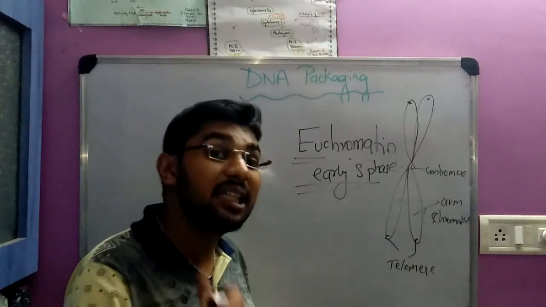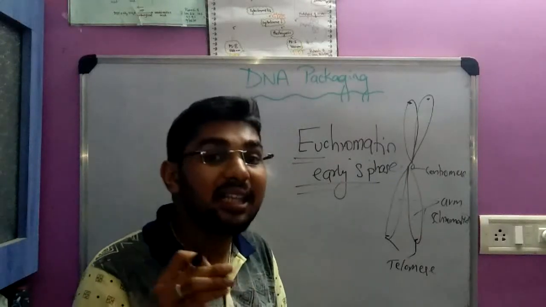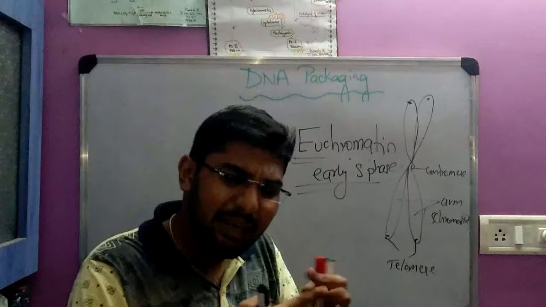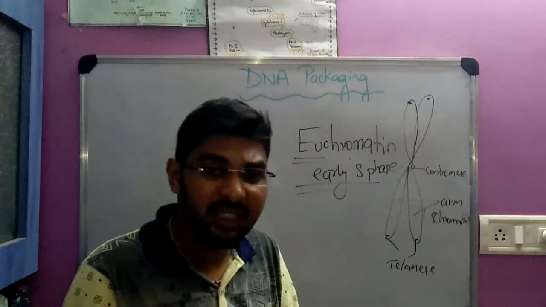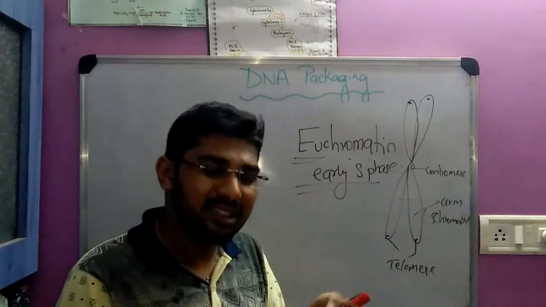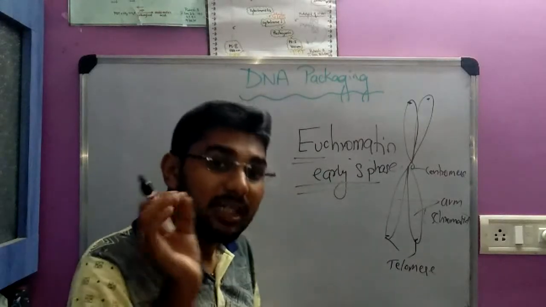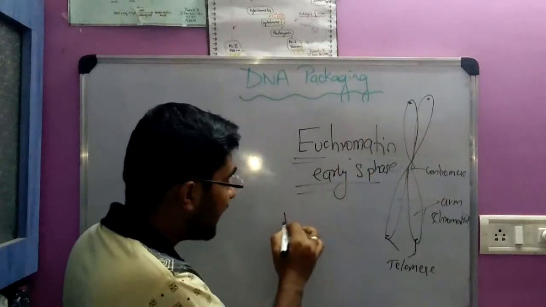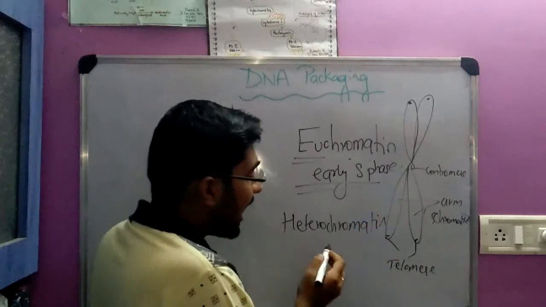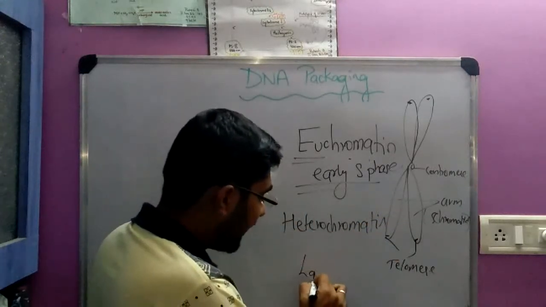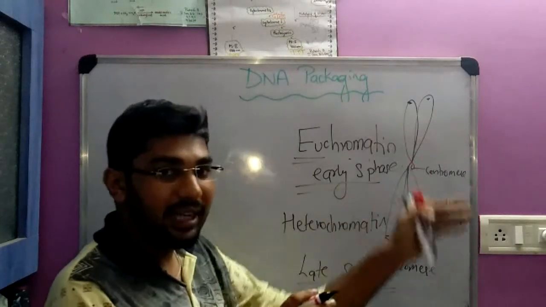Simultaneously, there are other regions of the chromosome which stain darkly and are transcriptionally inactive. They are tightly bound, so the DNA cannot be exposed and RNA cannot be synthesized so easily. Since they are tightly bound, they take a darker stain and are transcriptionally inactive. Such a region is called heterochromatin. And these replicate during the late S phase stage. So this is all about DNA packing.